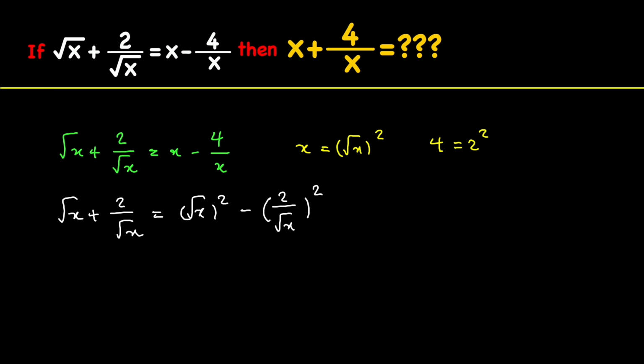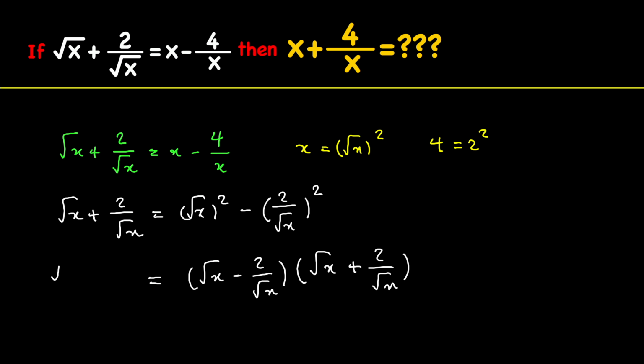Now, on the right-hand side, we have a difference of 2 squares, so I can easily factor it out as square root of x minus 2 over square root of x, and then multiplied by the square root of x plus 2 over square root of x. On the left-hand side, we will have the same thing, square root of x plus 2 over square root of x. Now, the interesting thing is that we have this expression both on the right-hand side and on the left-hand side. So I can easily divide both sides by that expression and cancel it out. And I am allowed to do that because this expression is not equal to 0.